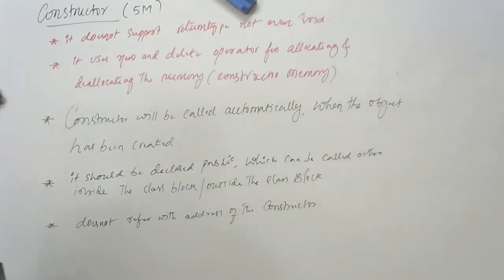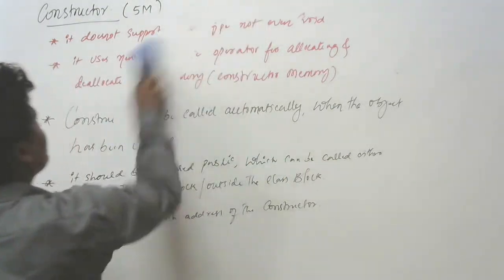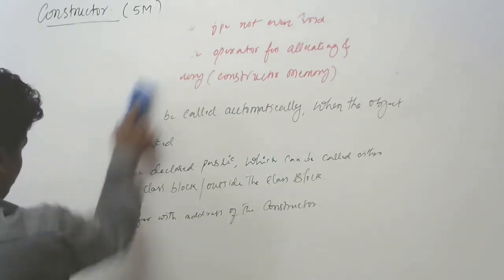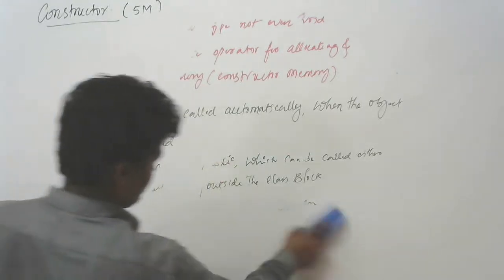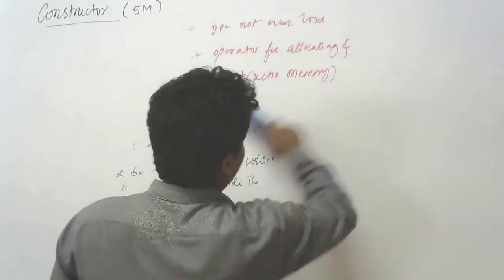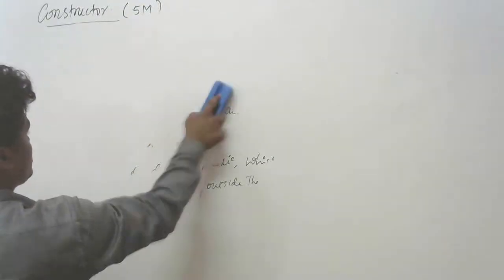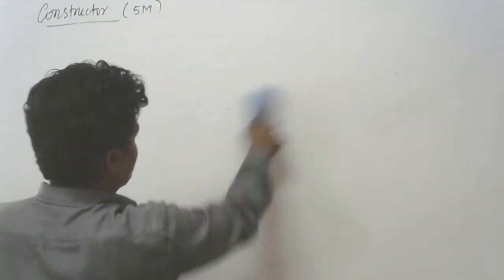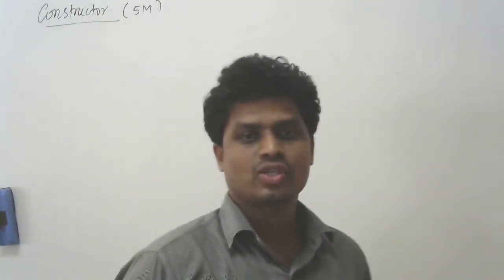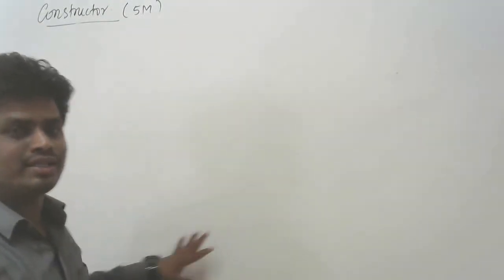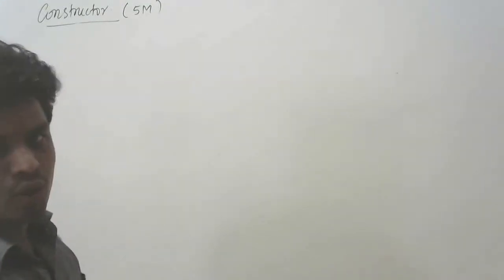We'll see the syntax of the constructor. This is a very important set of characteristics. Please remember, this question will be asked for 5 marks: write the characteristics or features of the constructor. You are supposed to write all the points that I have written on the board. Now we'll see the syntax.